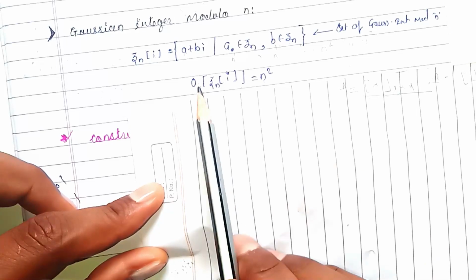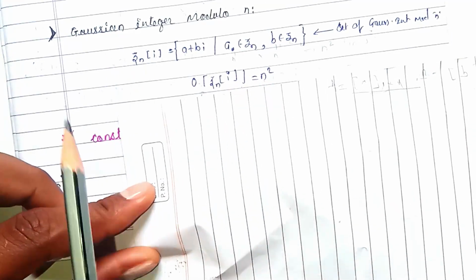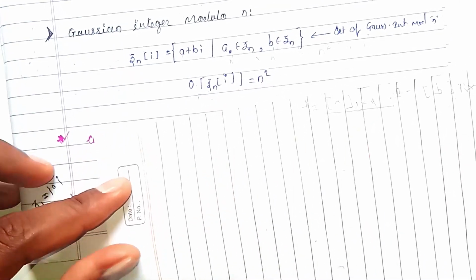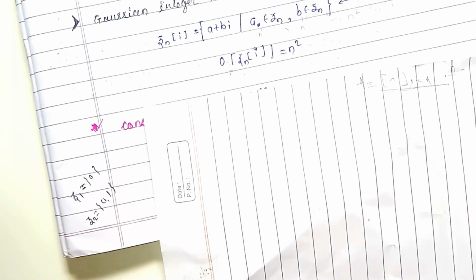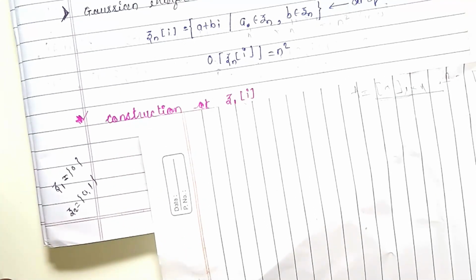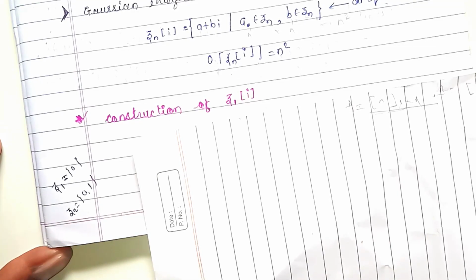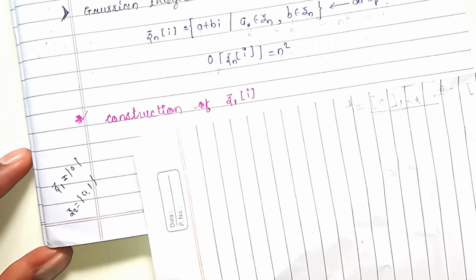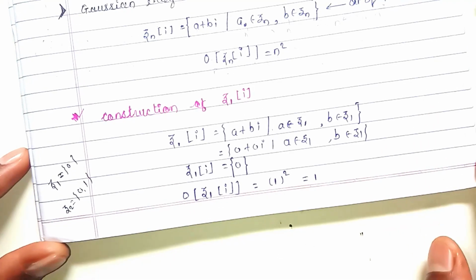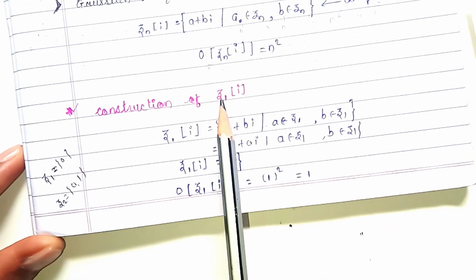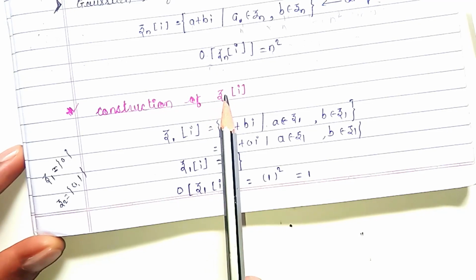Okay, so the modulus of Z_n[i] is n squared, which is the order of the Gaussian integers modulo n. Now let's get started on how we can construct the Gaussian integers modulo n. We'll start from n equal to 1, then move to n equal to 2 and so on. Now, the construction of Z_1[i].